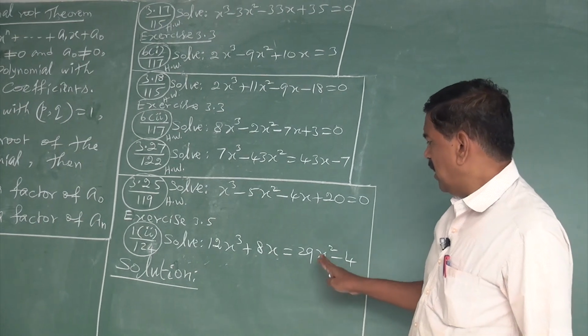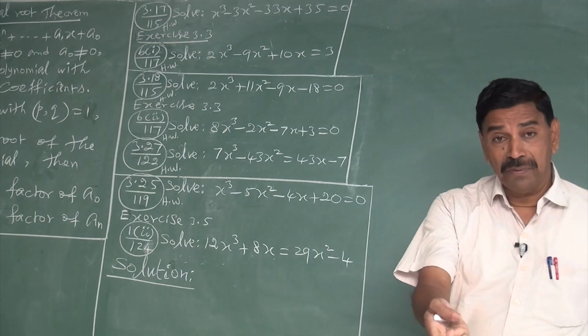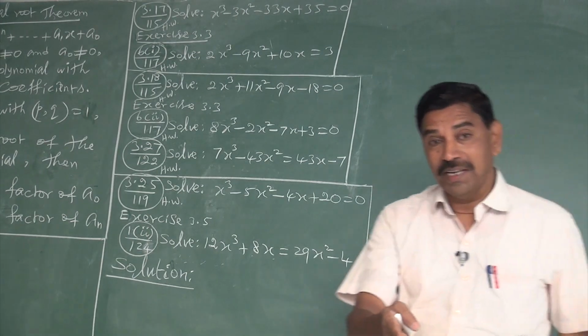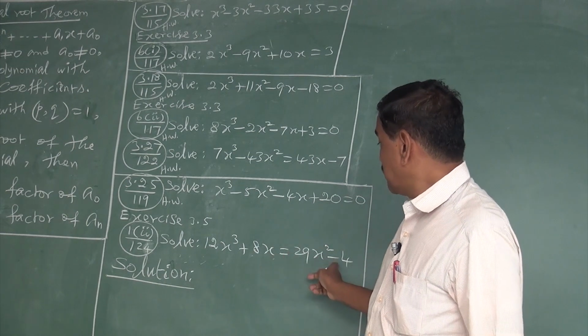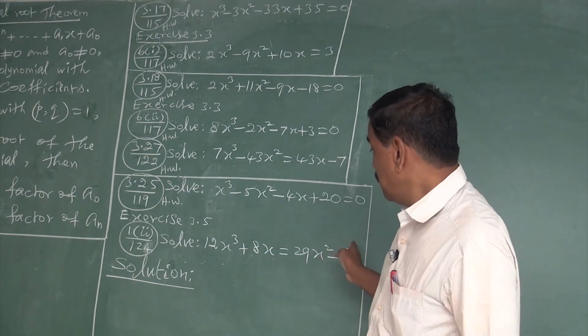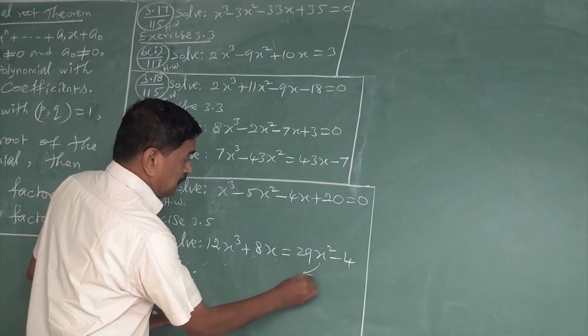Okay. Here the question is not in the standard form. What is the standard form? Can you tell me? Very good. All the terms are on the left. So listen, x cube, x square, x, a constant. That is the standard form. So to make the standard form, bring all the terms to the left side.